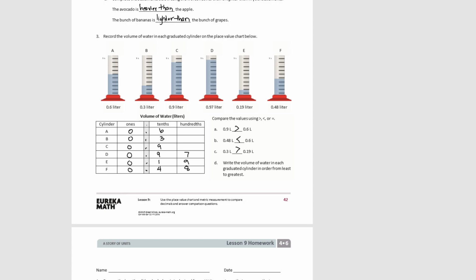Then for D, it says write the volume of water in each graduated cylinder in order from least to greatest. So take a moment to write that out. Looking at the tenths place, the least amount would be 19/100, then 3/10, then 48/100, then 6/10, then 9/10, and the largest amount would be 97/100. And that's the end of lesson 9.